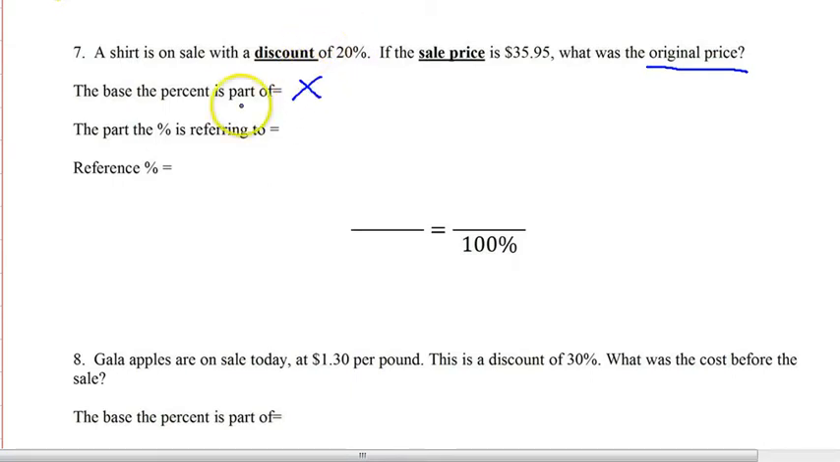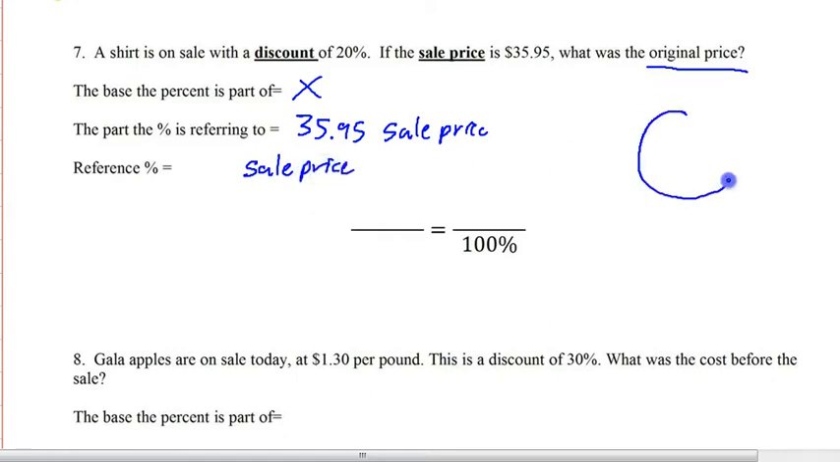Alright, and we have a discount of 20%, so if you put 20% here with a discount, then up here it must be the discount. Well, we can't have two unknowns. We're given a sale price, not the discount. When this happens, what it means is the percent that they're giving us is not the one that we're going to use. It is something that we're going to have to use to find the actual percent. So what we were given, the only value, is the $35.95 sale price, which means the referring percent has to be the sale price.